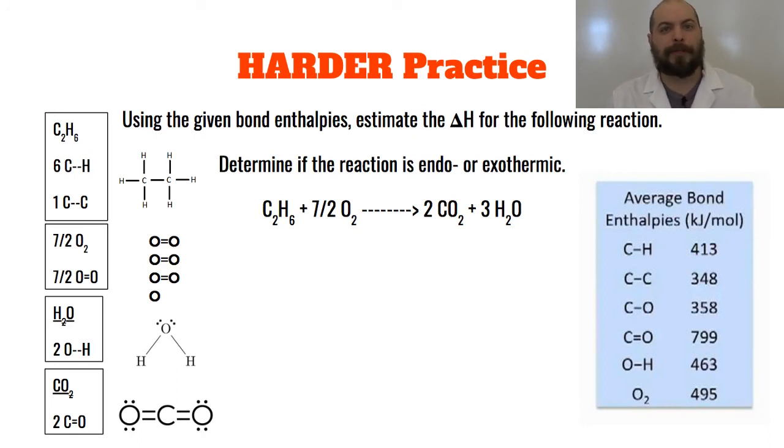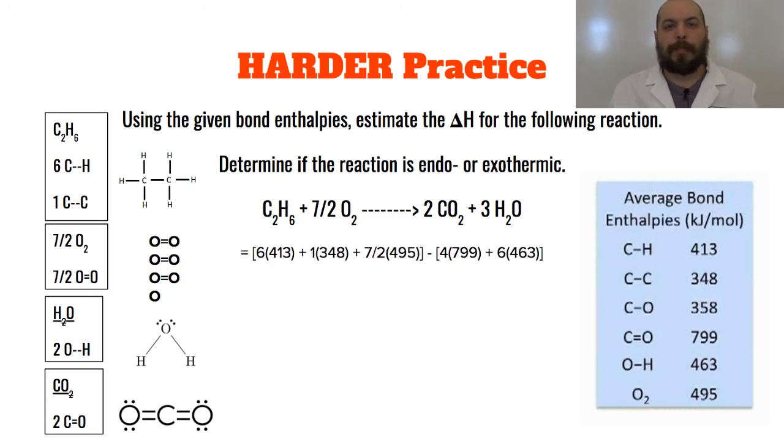My job is to figure out what is the delta H of the reaction and what is the endo or exothermic nature of this reaction. So let's go ahead and get started with this one. Now, as always in these problems, I'm going to start by summing together all the bond energies of my reactants and then all the bond energies of my products.